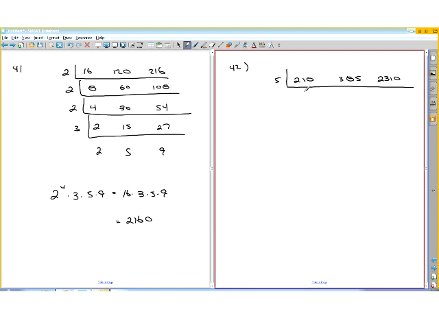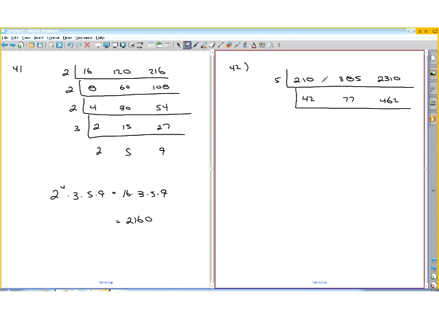So we go to 5. 210 divided by 5 is equal to 42. 385 divided by 5 is 77. And 2,310 divided by 5 is 462.